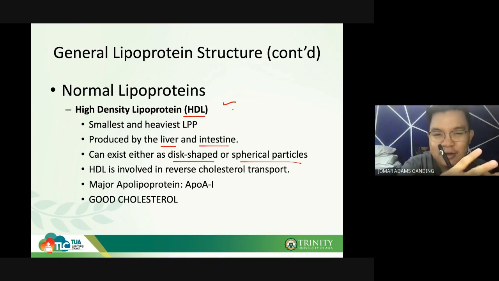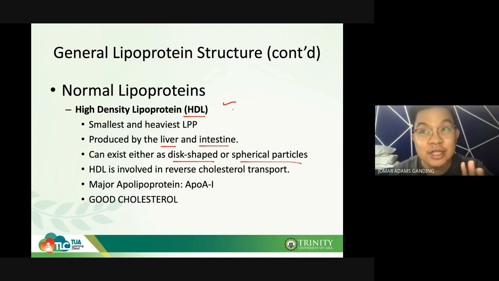So, why spherical? It has something to do with the conformation that it needs in order to collect excess cholesterol. Okay? So, HDL is involved in, as I said earlier, reverse cholesterol transport. Why? Because if LDL delivers the cholesterol from the liver going to the tissue, HDL will do the reverse. It will collect the excess cholesterol from the tissue going back to the liver.